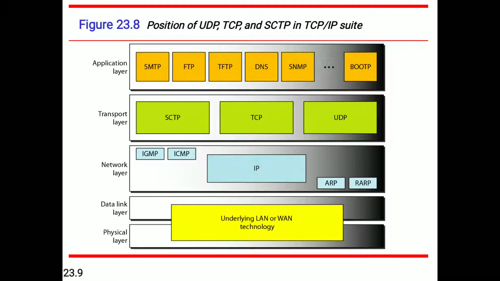The position of the UDP, TCP and SCTP protocols in the TCP/IP suite. The TCP/IP suite uses, starting from the physical layer, the data link layer, network layer, transport layer and application layer. Now in this unit we are going to discuss the transport layer protocols, namely SCTP, TCP and UDP.